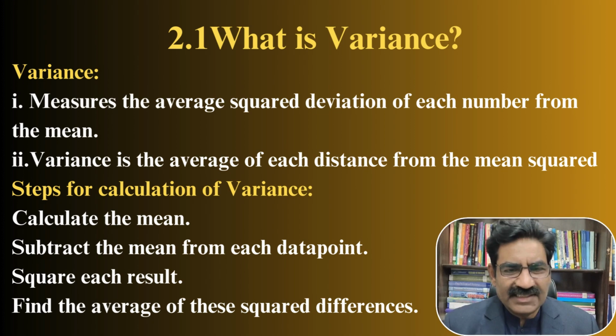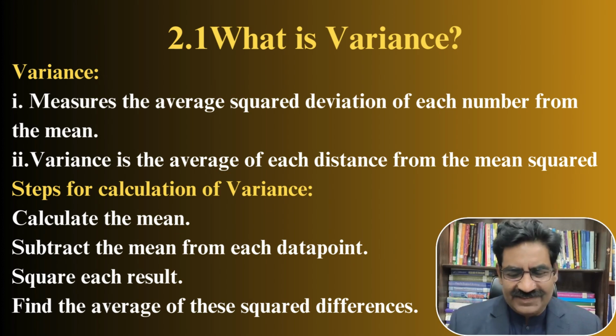Now we see what the steps are for calculating variance. First of all, we will calculate the mean, then we will subtract the mean from each data point, then we will square the result and we will calculate the average. In this way we'll get the variance.